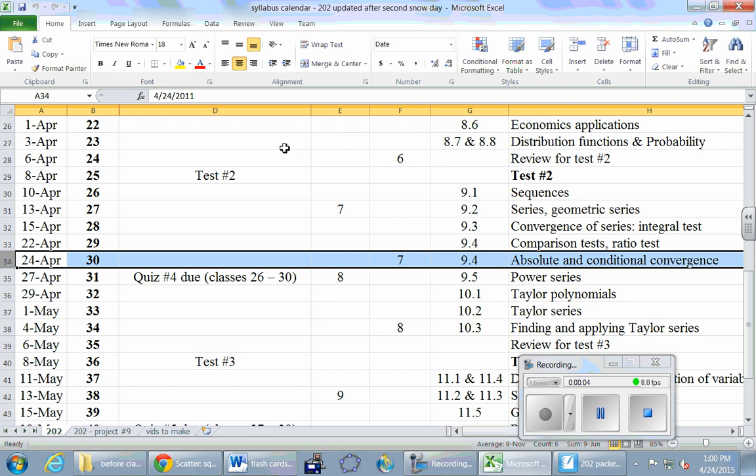Today we are going to talk about absolute and conditional convergence and see something called the absolute series test. I will get to that.